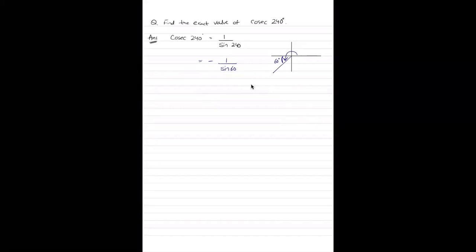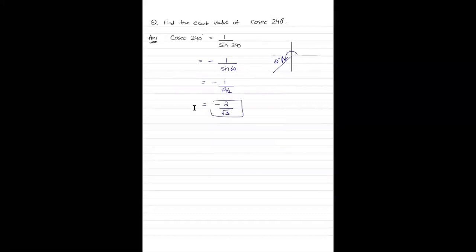So what is sine 60 degree? It's root 3 upon 2. So the final answer is going to be minus 2 over root 3. Okay?